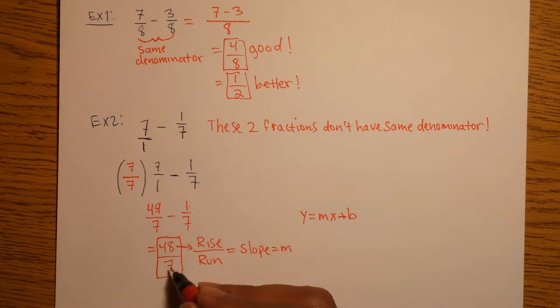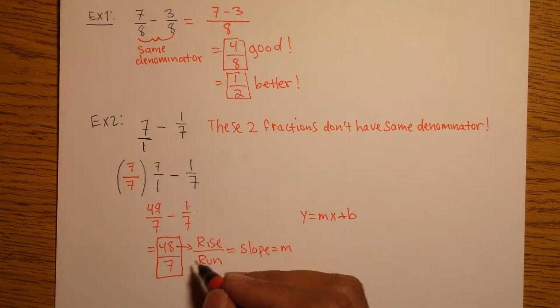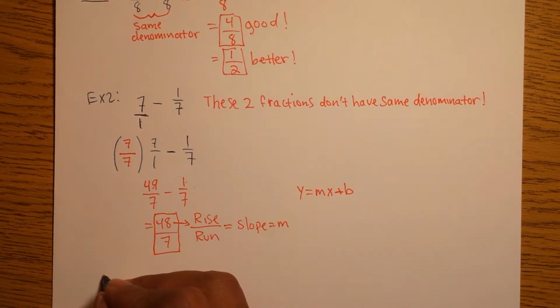So this gives you rise over run. So the rise will be 48 and the run will be 7. It'll make more sense once we start working on the problems that are going to involve slope. I'm going to give you one more example.